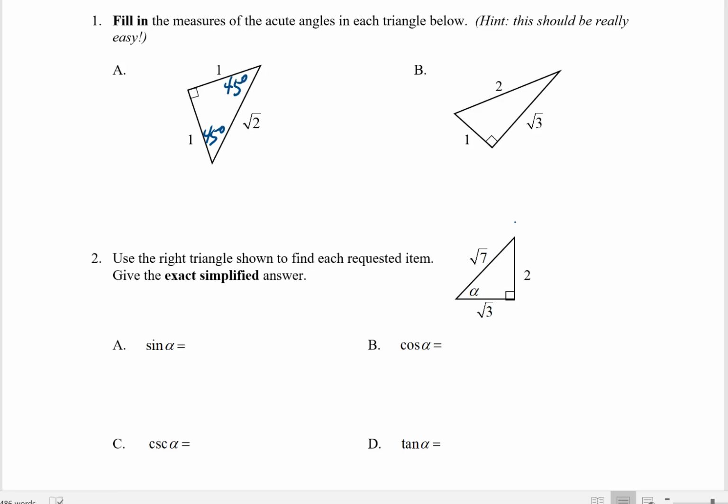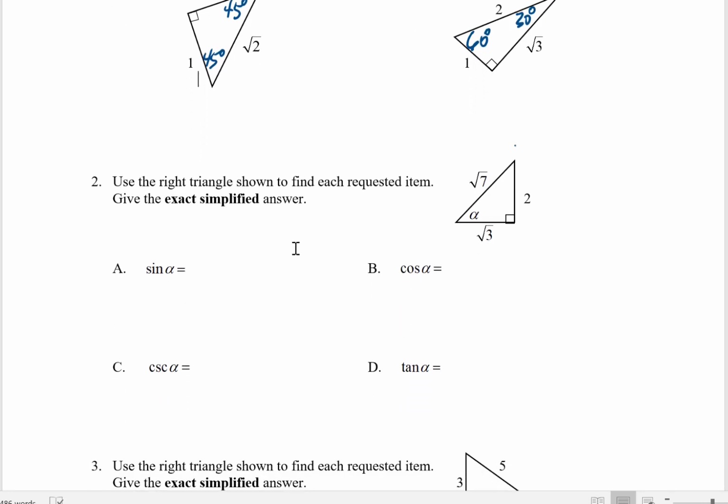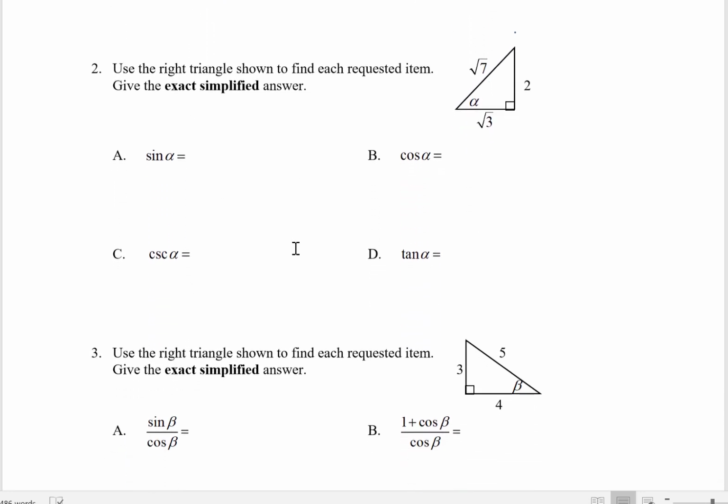In the second picture, when I see 1, square root of 3, and 2, that's the basic form of the 30, 60, 90 right triangle. The 30 degrees is opposite the 1, the 60 degrees is opposite the root 3, and 2, of course, is the hypotenuse. Problem number 2, I want to find the exact simplified values of these trig functions.